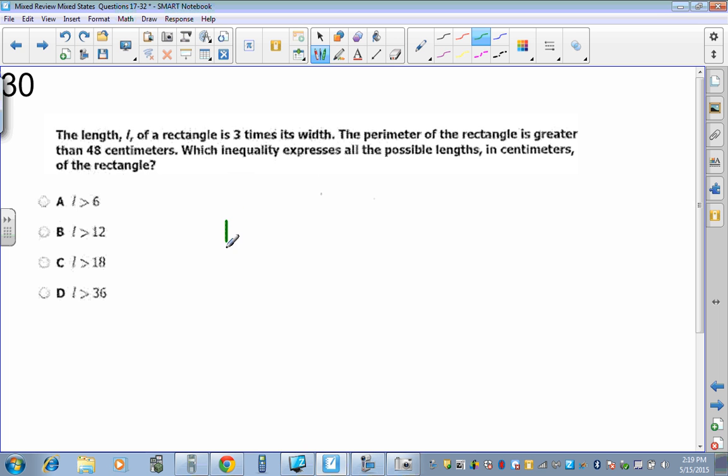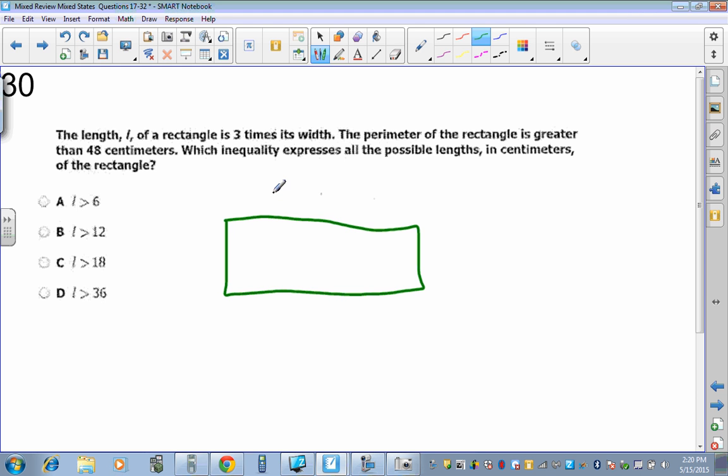Okay, the length of a rectangle is 3 times its width. And then the perimeter of the rectangle is greater than 48 centimeters. Okay, which inequality represents all the possible lengths in centimeters of the rectangle?